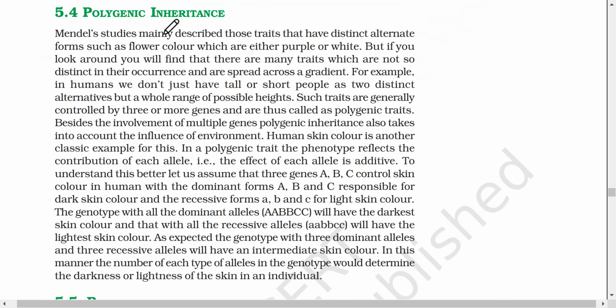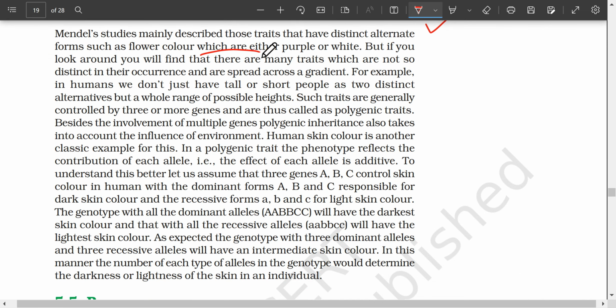Polygenic inheritance. Mendel's study mainly described those traits that have distinct alternate forms, like flower color, which is either purple or white. But if you look around, you'll find that there are many traits which are not so distinct in their occurrence and are spread across a gradient. For example, in humans, we don't just have tall or short as two distinct alternatives, but a whole range of possible heights, isn't it? Mendel took one tall and one dwarf, this is our tall pea plant, this is our dwarf pea plant.